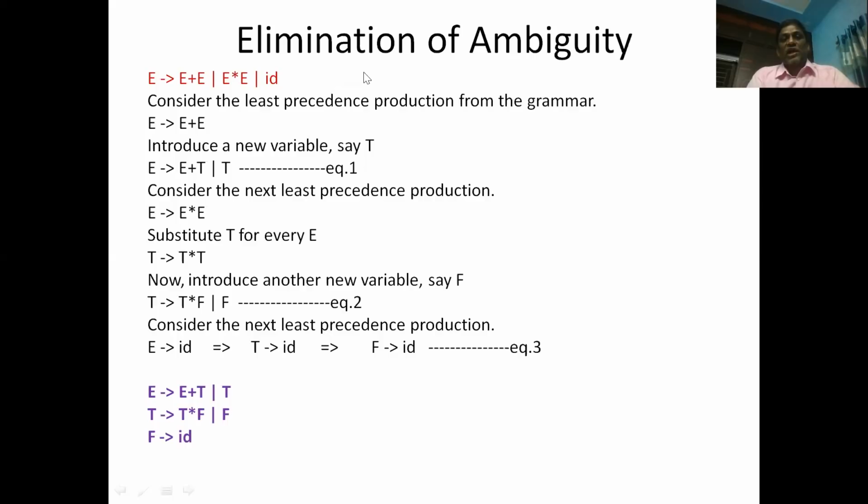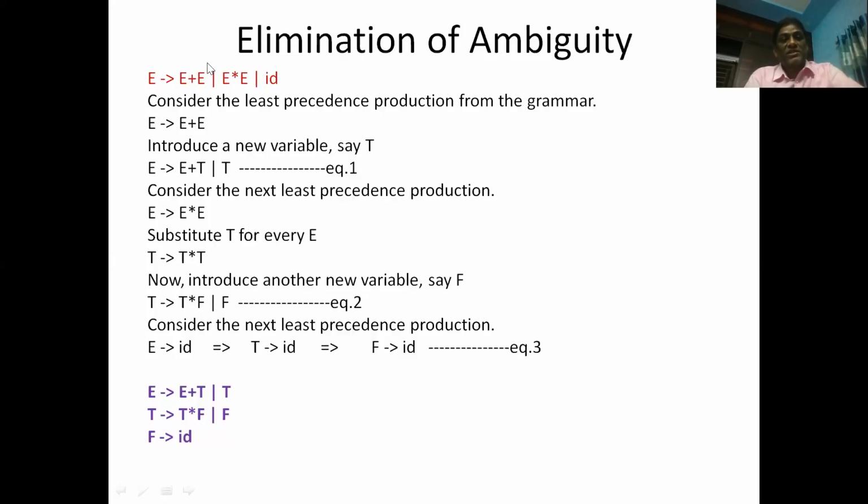Then how to eliminate ambiguity? Because when you are designing parsers, it is compulsory that the corresponding grammar for which you are designing a parser should not contain any ambiguity. Okay? It should not contain any ambiguity. Therefore, elimination of ambiguity is an important task. So let us understand how to eliminate this. The process is very simple.